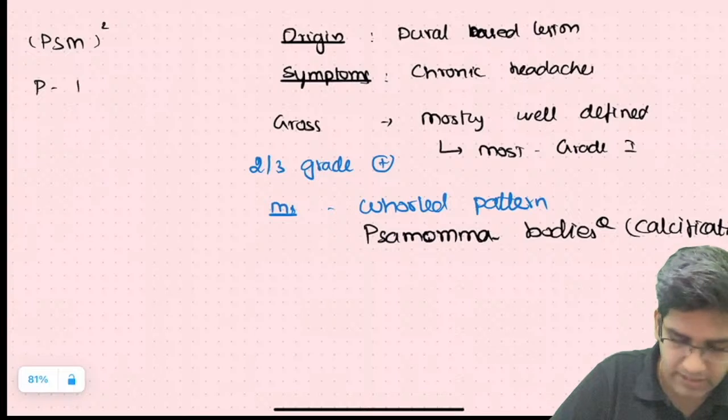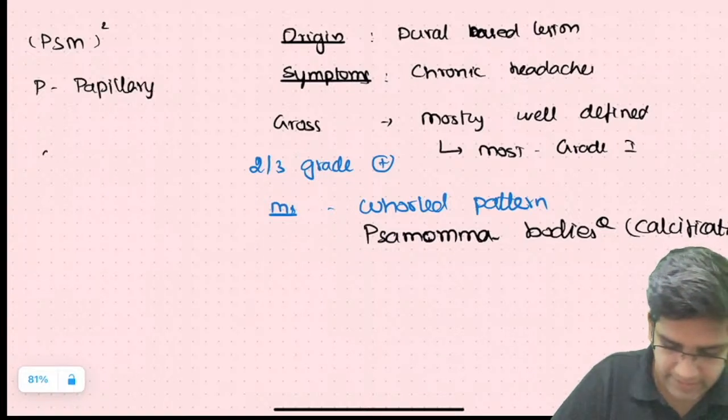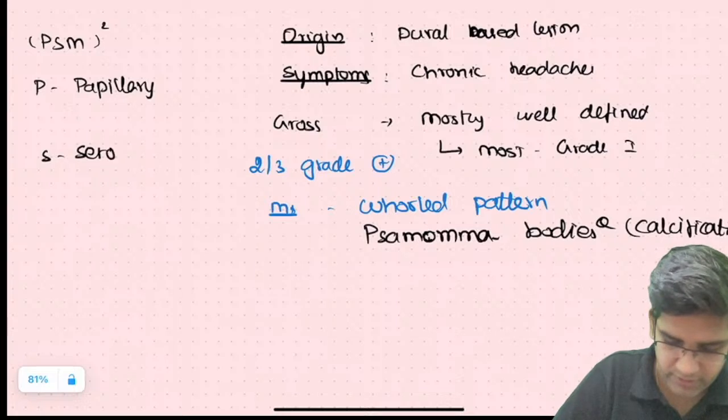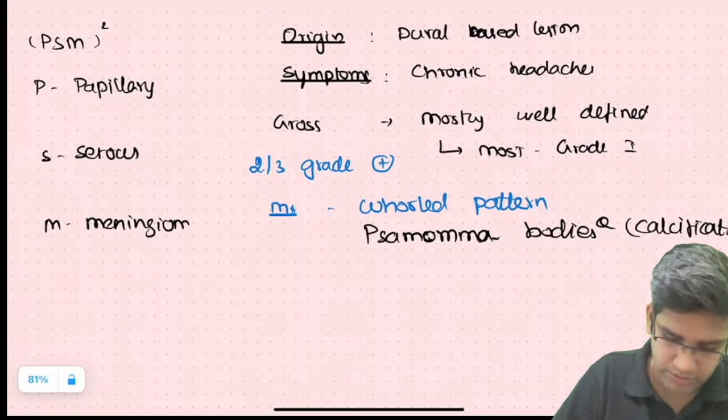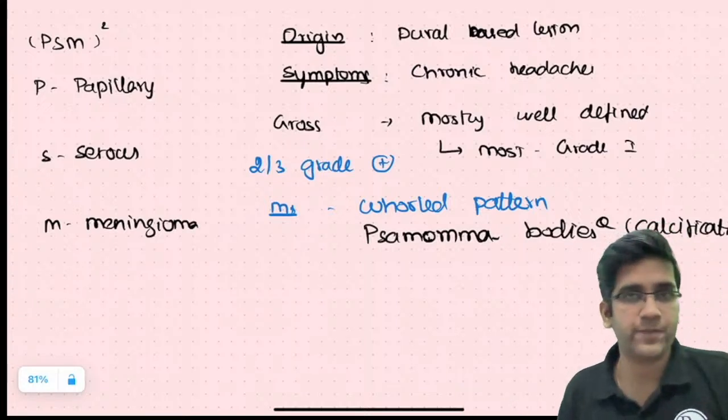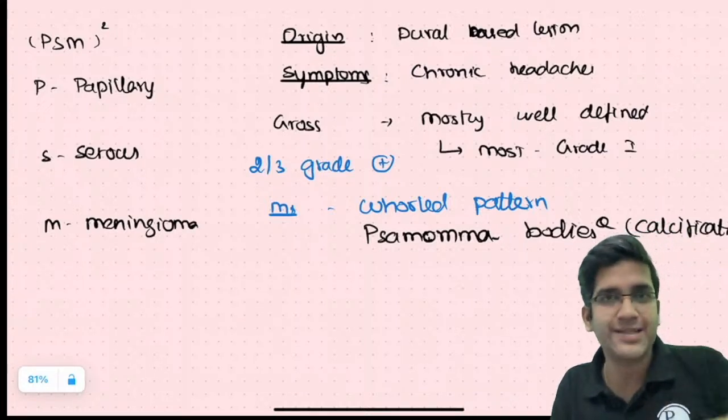Okay. P, papillary lesions. S, serous lesions. M, meningioma. These are something I don't want you to forget. Actually, there are two PSM squares, right?